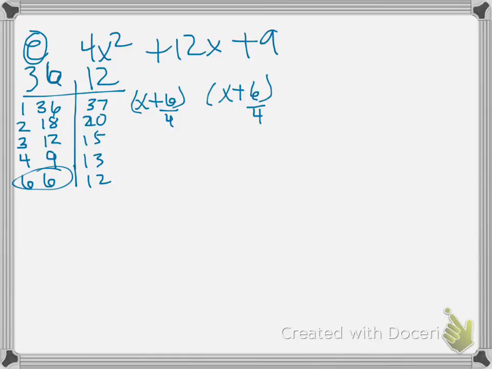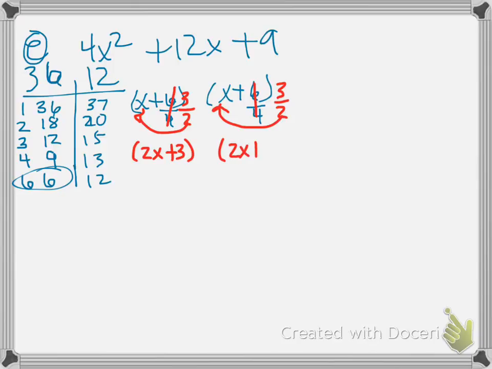Can 6 be divided by 4? No, but can it be reduced? Yes. What is it reduced to? 3 over 2. So we're going to no longer deal with that. This 6 over 4 also reduces to 3 over 2. So if it's reducible, you reduce. If it divides equally, you divide. Now, who's going to go in the front? The 2. So both of them are going to have a number in the front, and that's okay also. 2x plus 3 and 2x plus 3.